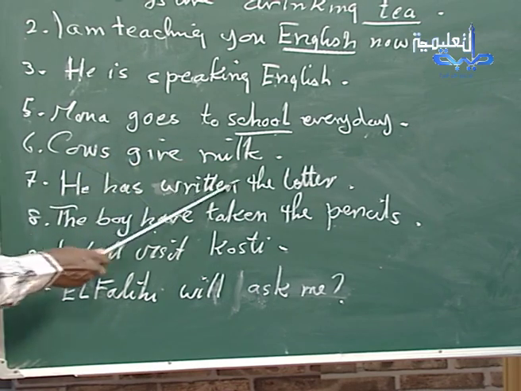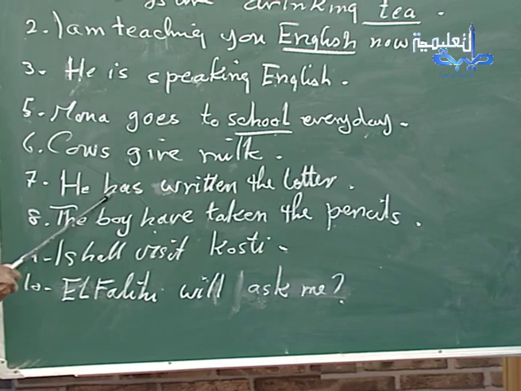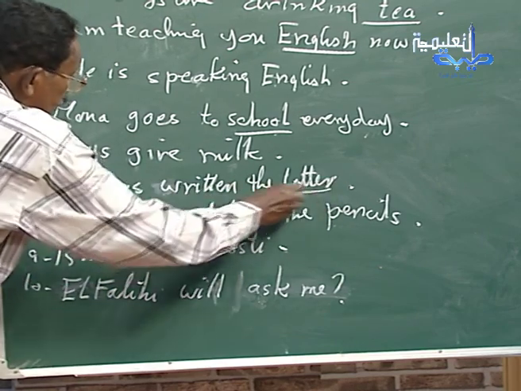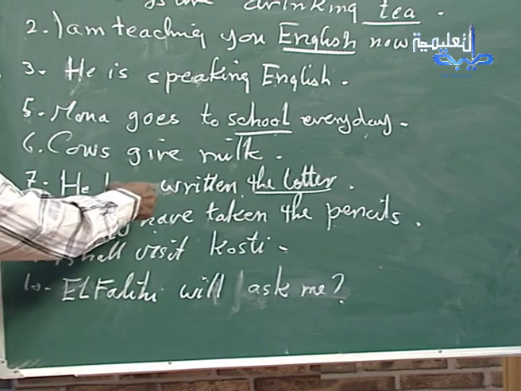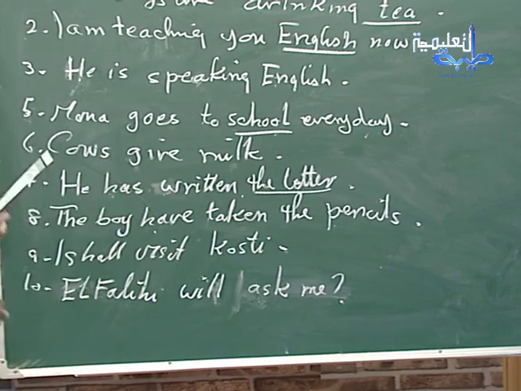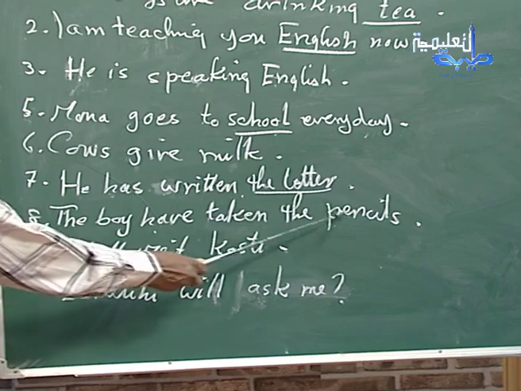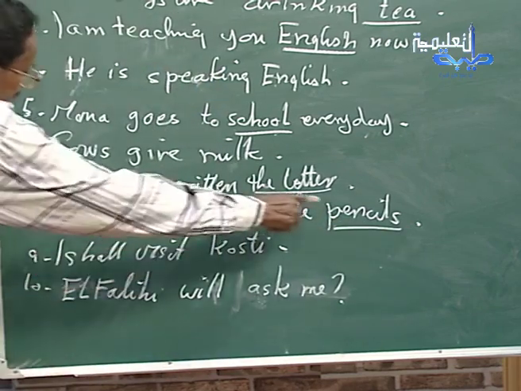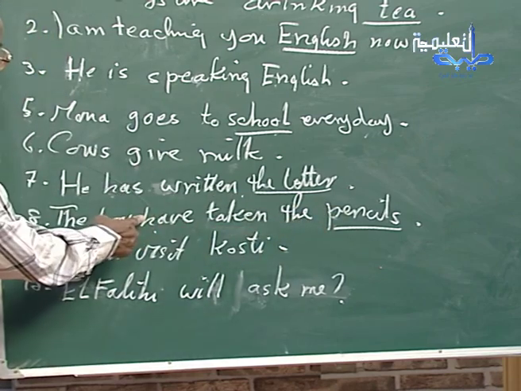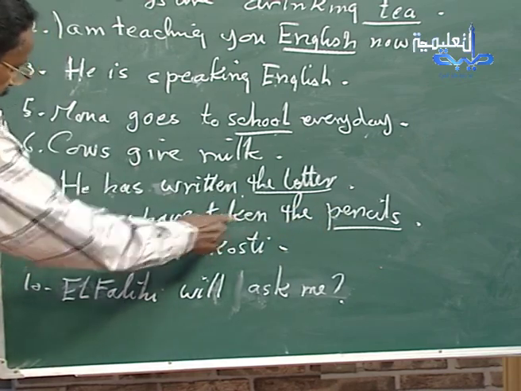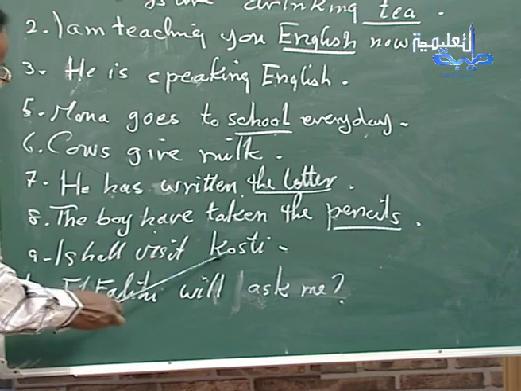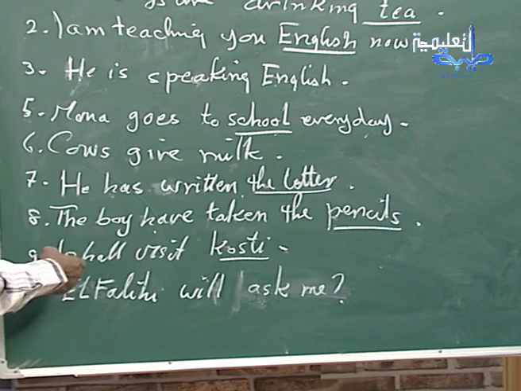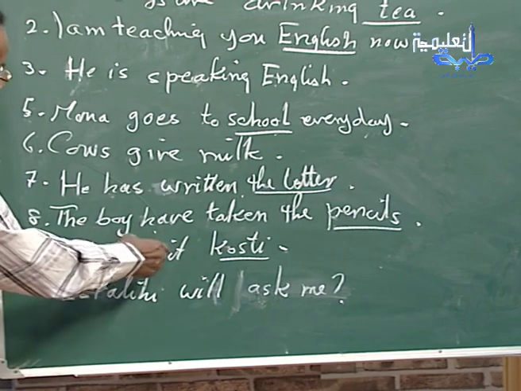He has written the letters. This is present perfect. We say the letter, this is the object. The letter has been written. The boy has taken the pencils. Here the object is pencils. We say the pencils, because this is plural, have been taken. I shall visit Kosti. Kosti is the object. We say Kosti, this is future, will be visited.